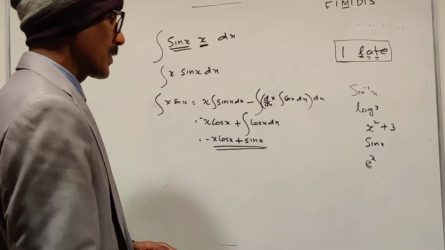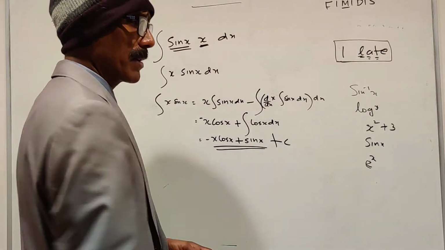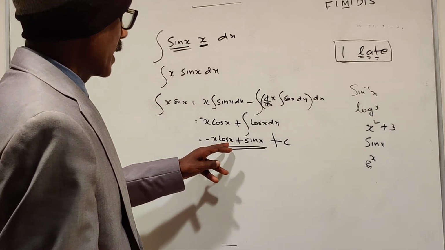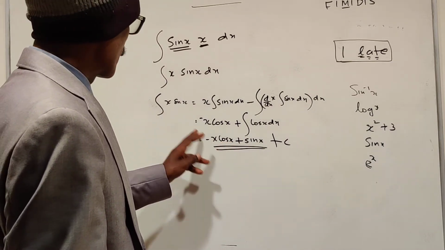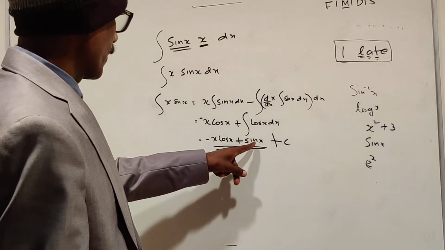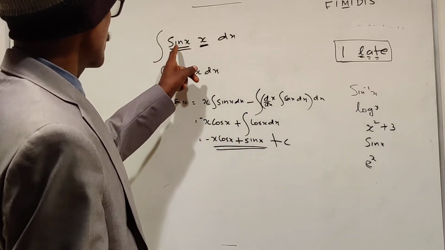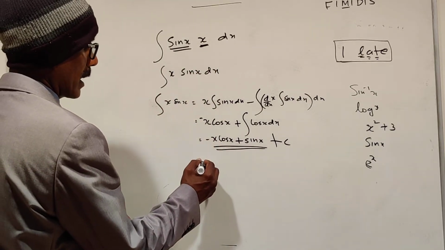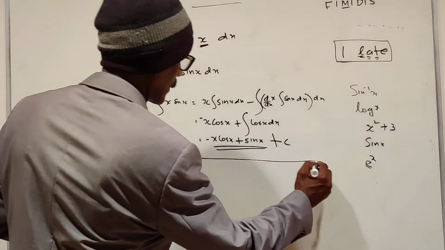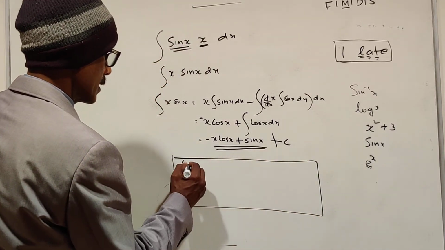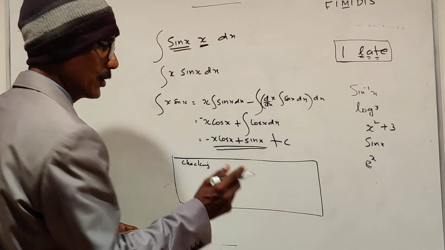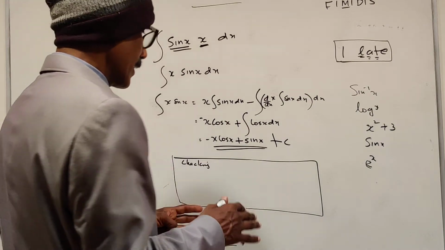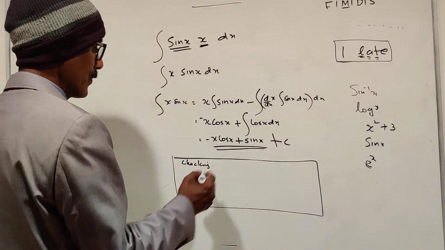If you want to check, plus c, okay, you need to write plus c all the time. So if you want to check whether our answer is correct or not, just find the derivative of this whole function, and you get the question: sin x times x, or x times sin x. You don't need to do this all the time, but to verify, I am going to differentiate this.